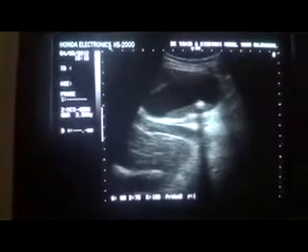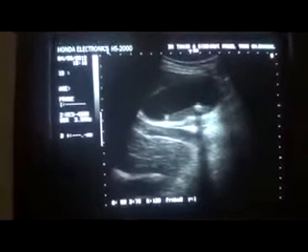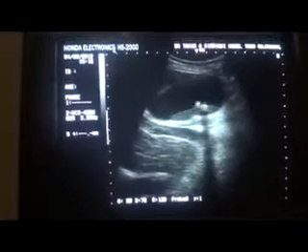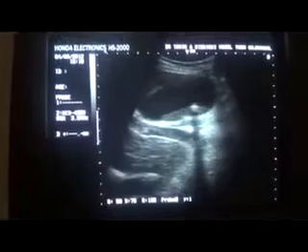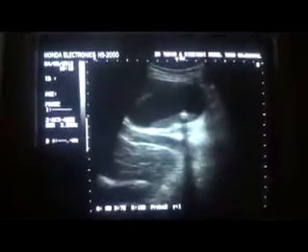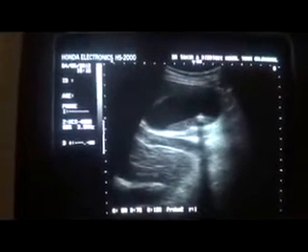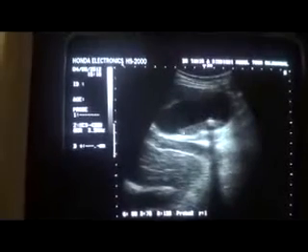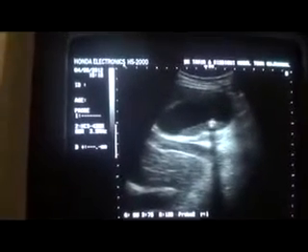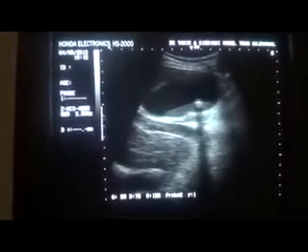This is the calculus, single calculus. This is the shadow of the calculus, and these are low level echoes. This is the small amount of sludge within the gallbladder. This is the portal vein, and this is the anterior wall, fundus region, posterior wall of the gallbladder. So the gallbladder is otherwise normal, except that you see calculus along with a small amount of sludge within it.